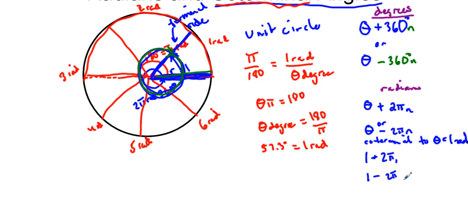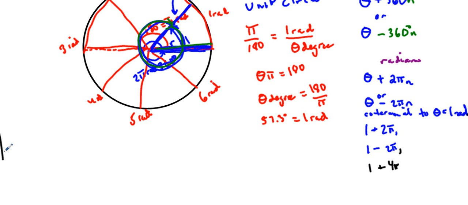I could also take 1 and add another 2 pi, so it would be 4 pi. That means I'm going around the circle twice. Or I could subtract 4 pi, which means I'm going around the circle the other way 2 times. And I would keep on going in perpetuity.